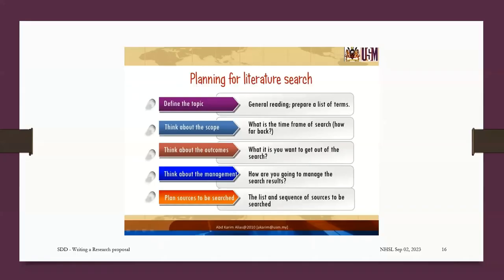And then they want planning for the literature review. General reading, prepare a list of terms. What is the time frame of search? How far back? Because you are using 2020. Think about the outcome. What is it you want to get out of the search? Management: how are you going to manage the search results? And this can be a sequence of results to be searched. So it will not only take time, it will take space in your computer. And it will take some time to find that also.